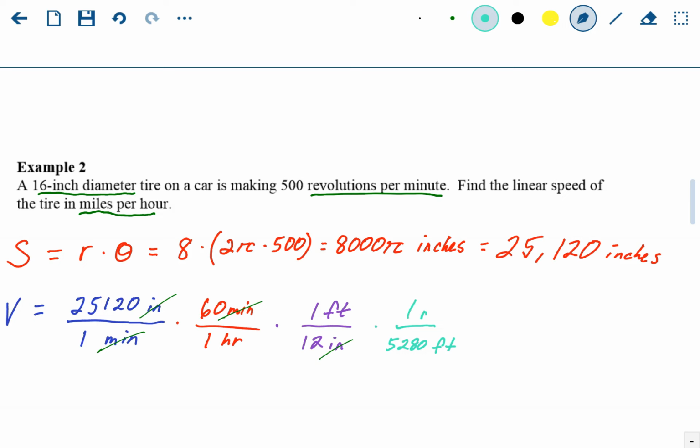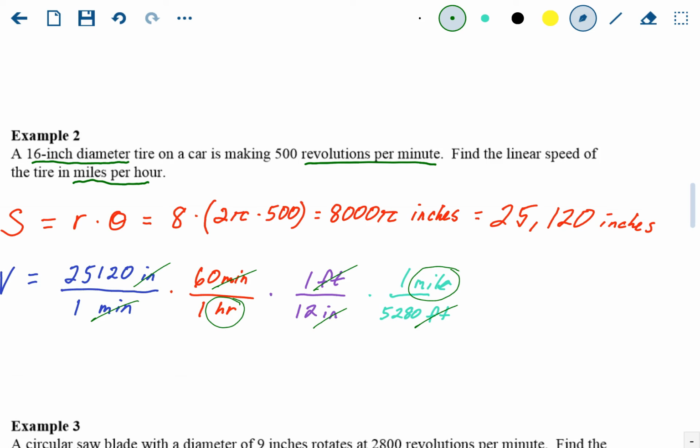Okay. That's for 1 mile. All right, now feet on top and feet on the bottom cancel out, and the units I'm left with are miles over hours, miles per hour. When you're multiplying these, all you have to do is multiply across the top and multiply all the way across the bottom.